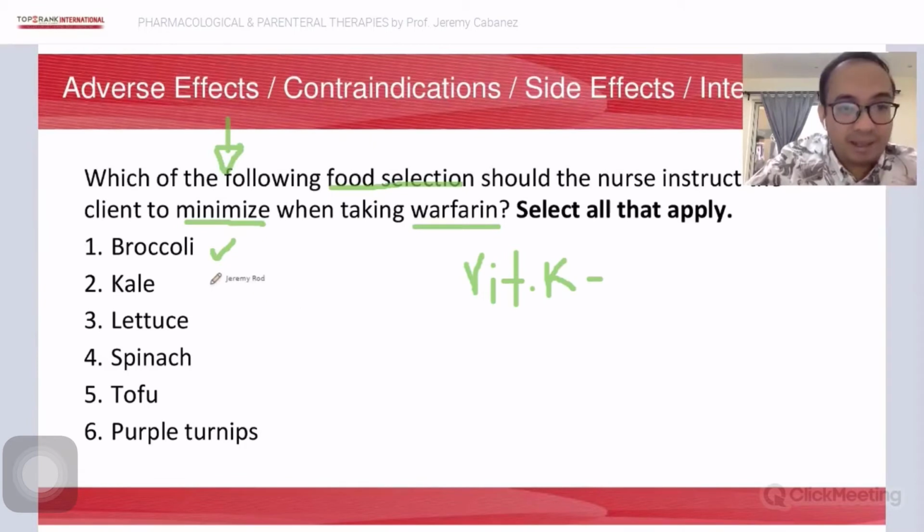How about kale? Is kale a green leafy vegetable? Yes or no? Yes. Should it be limited? Check or X?